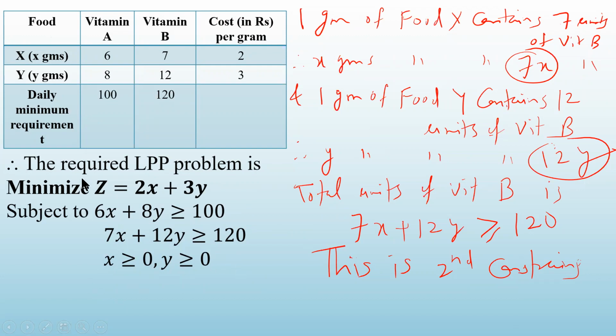So therefore, the required linear programming problem is: minimize Z equal to 2X plus 3Y. Cost we want to minimize, right? So minimize the objective function, subject to these constraints: 6X plus 8Y greater than or equal to 100. The second constraint is 7X plus 12Y greater than or equal to 120. And X, Y greater than or equal to 0 will always be there.